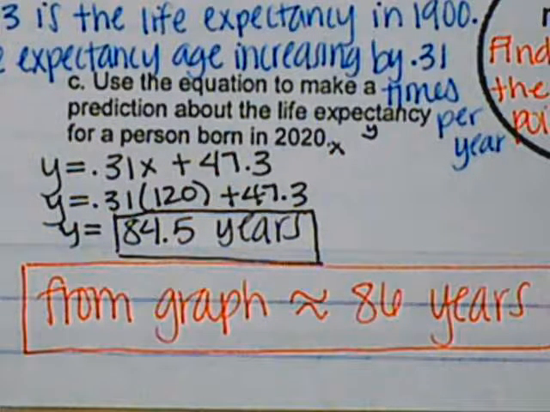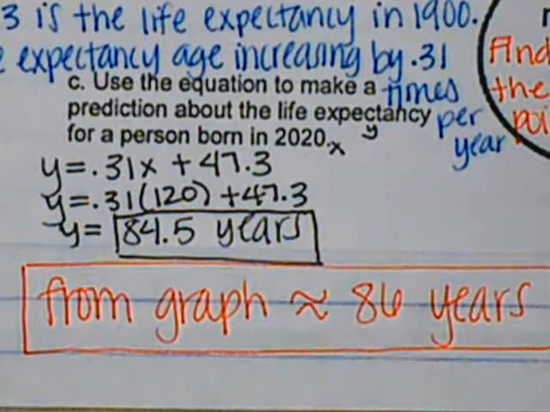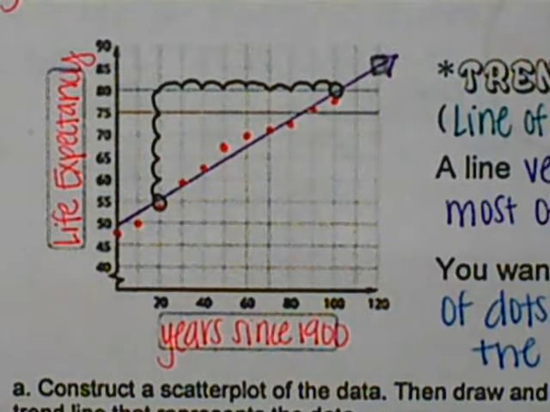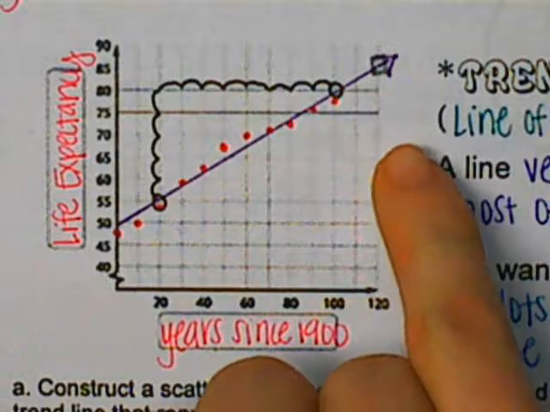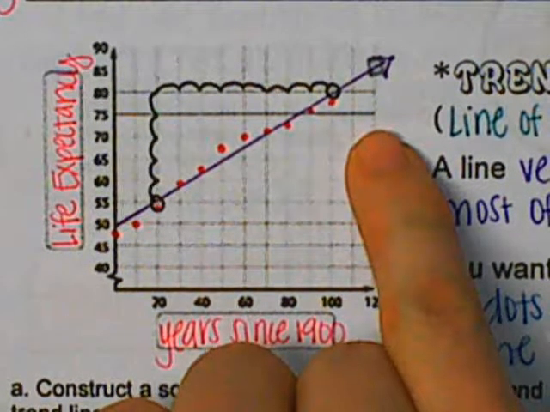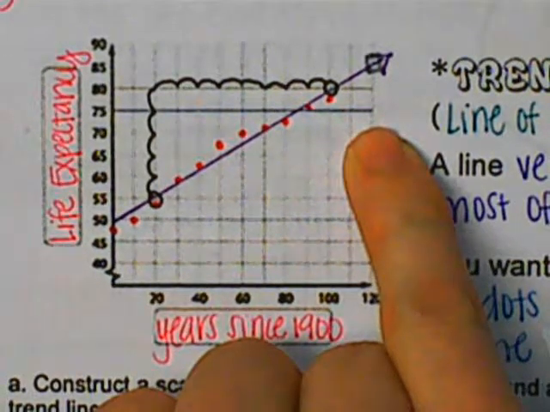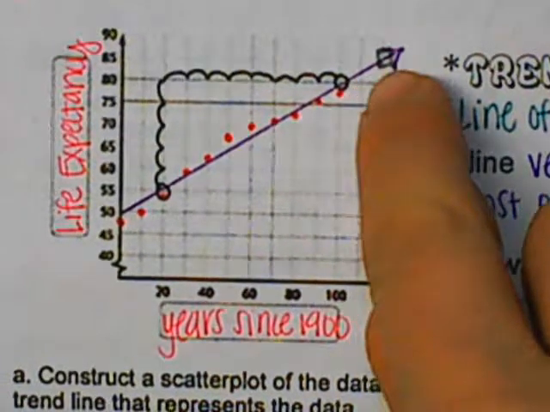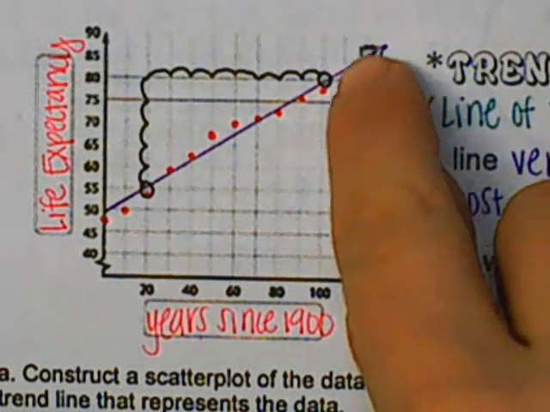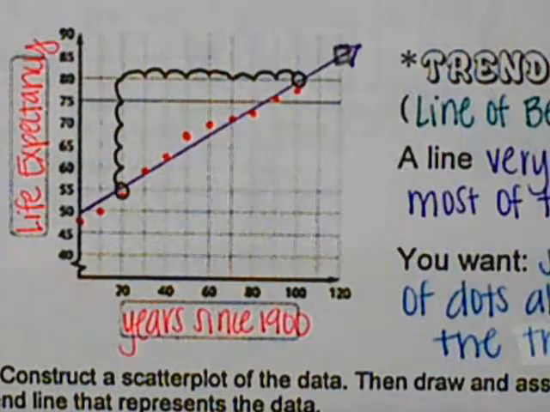Oftentimes your homework will be graded, and because it's a general trend, as long as it fits within a reasonable span, it will be counted correct. If you are unreasonably off, for example, if you were to have made a conjecture saying about 70 years, that's not reasonable based on this data, so no, that would not be counted right. But as long as you continued with this general trend, numbers right within this area would be considered reasonable.